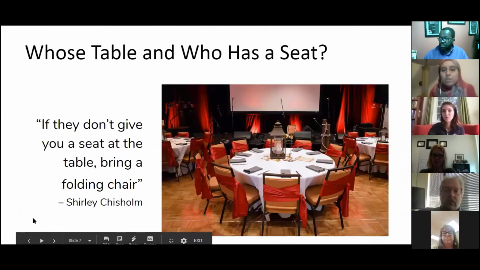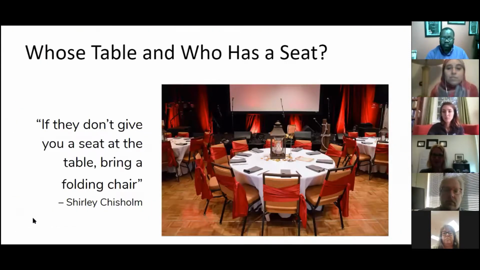So one of the images I use, and Tsalini, I'm sorry you've seen some of these before, but I like using them and people tend to like them, is this idea of whose table it is and who has a seat, which gets used a lot. And I love this quote from Shirley Chisholm, who's I think the first African-American congresswoman or senator. And I think she also ran for presidency at some point. And she says, if they don't give you a seat at the table, bring a folding chair. But I look at this picture and how would you feel bringing a folding chair to this table? How would it make you feel?